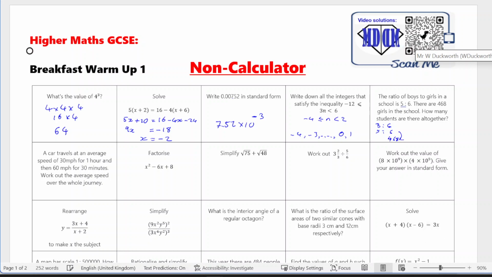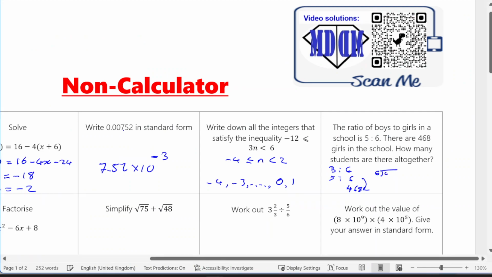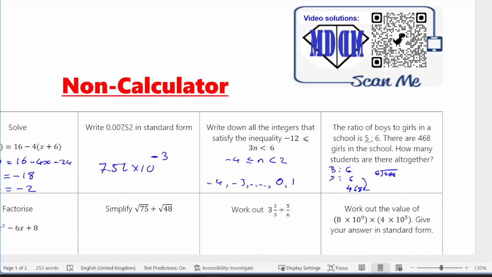So in a sense, I need to work out what I've times that by. So I'm going to do 468, and I'm just going to zoom in on this. So I'm going to do 6's into 468. Well, 6's go into 46 fully 7 times fully with 4 left over, and then 6 is going to 48 fully 8 times, giving me 78.